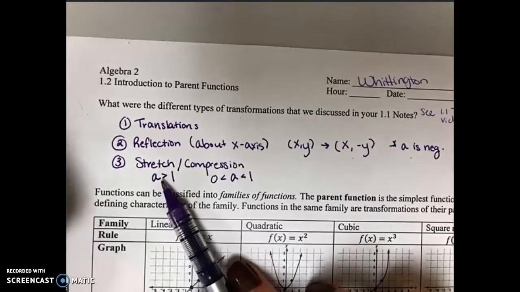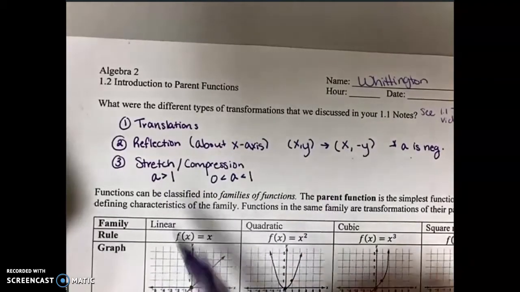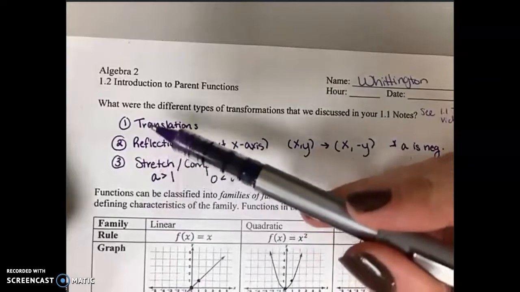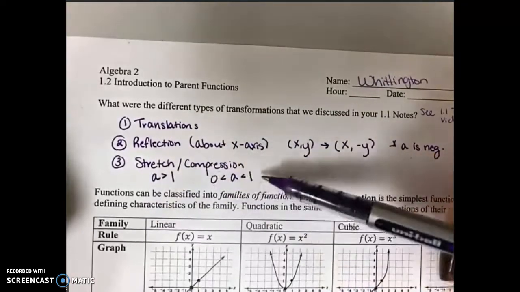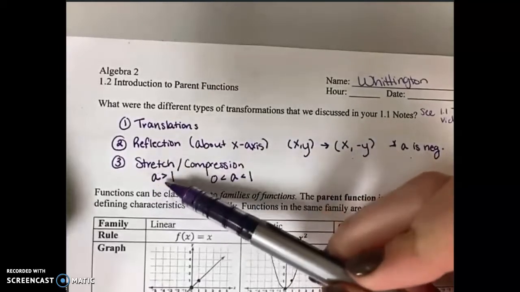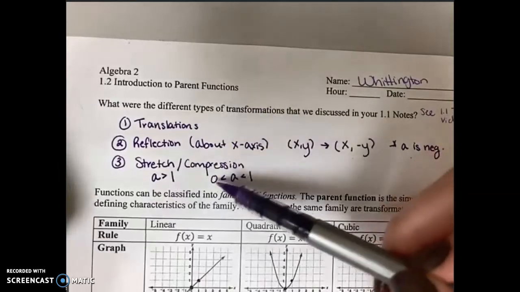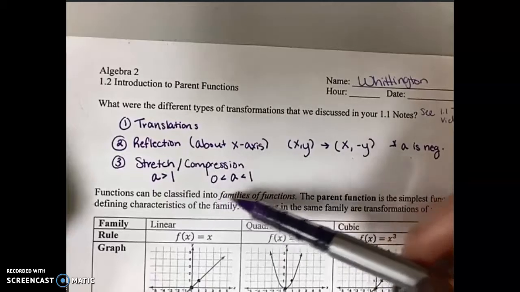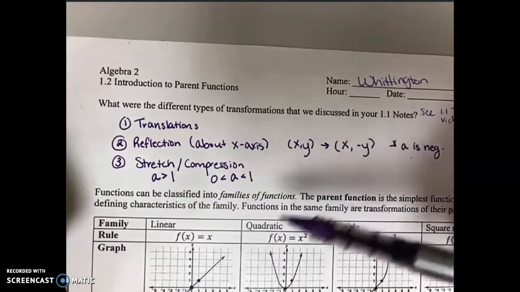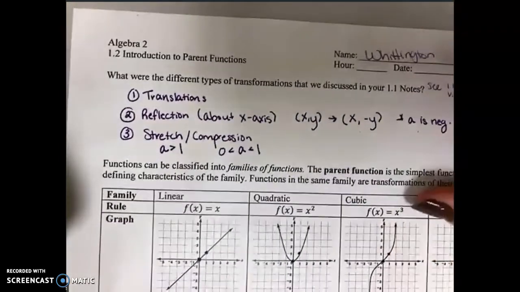And lastly, we talked about stretches and compressions. This is what actually changed the shape of the graph. So the stretch, remember, the graph would get longer and thinner, and the compression would make it sort of look wider or fatter. A stretch is when a is greater than 1. So this is going to make the function move at a faster rate. And the compression is when that a value is between 0 and 1. So that's going to slow down the rate at which the function's growing, which is why it has that appearance of looking wider, or like I said, fatter.